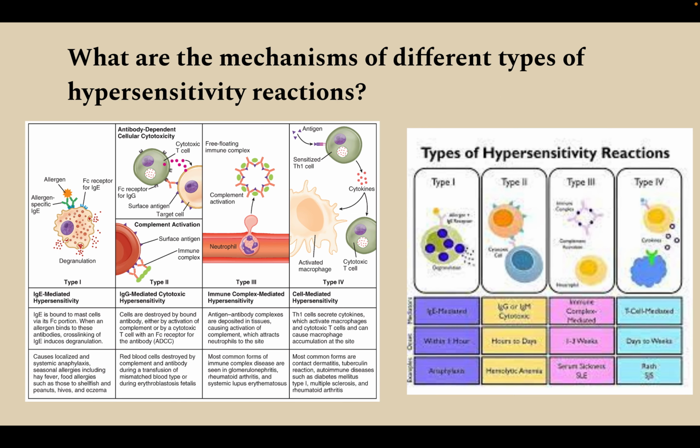What are the mechanisms of different types of hypersensitivity reactions? There are 4 different types of mechanisms. The first mechanism is type 1, also known as the immediate hypersensitivity mechanism. During the sensitization phase, the initial exposure to an allergen triggers Th2 cells, which will stimulate B cells to produce IgE antibodies, and then these IgE antibodies will attach to mast cells and basophils.